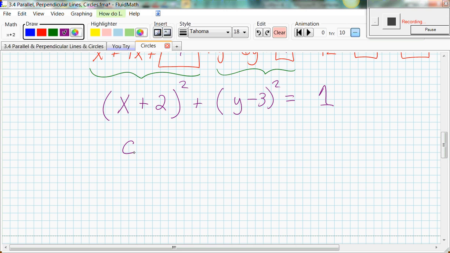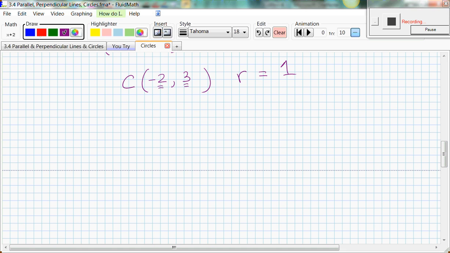Somebody tell me, where's the center of my circle? Negative 2, 3. Negative 2, comma 3. I'm so glad that you were able to switch the signs and recognize the fact that they are opposites. What is the radius of this circle? 1. Great. Let's sketch this circle together, ladies and gentlemen.